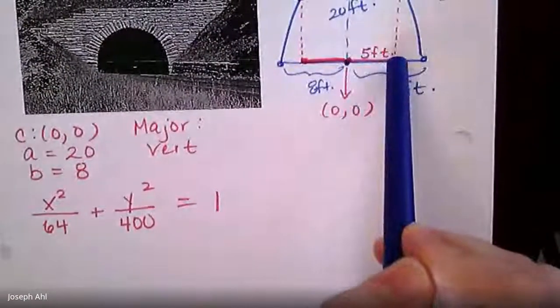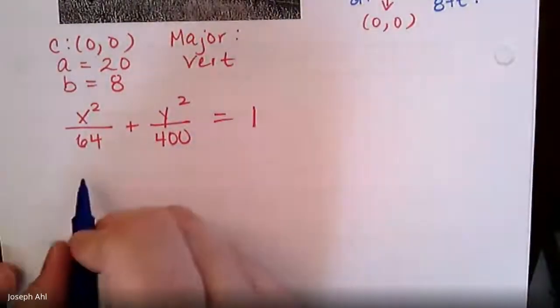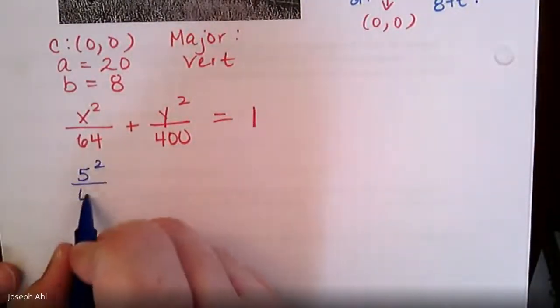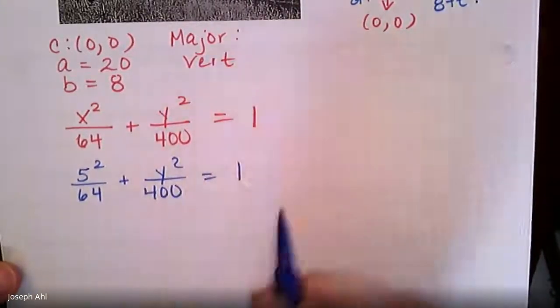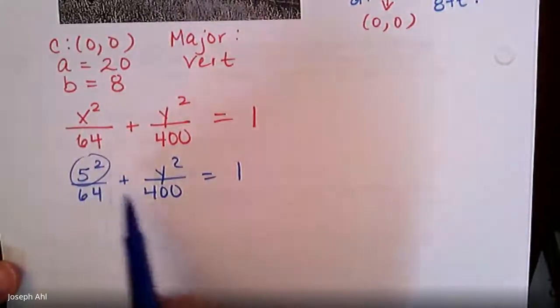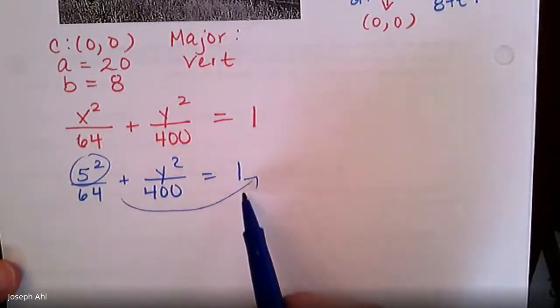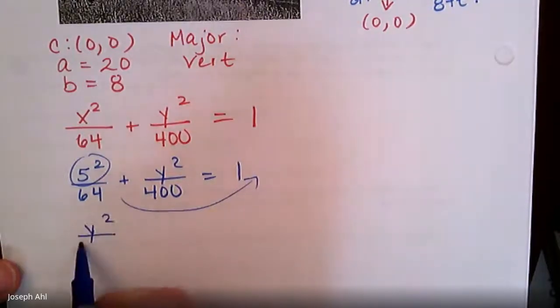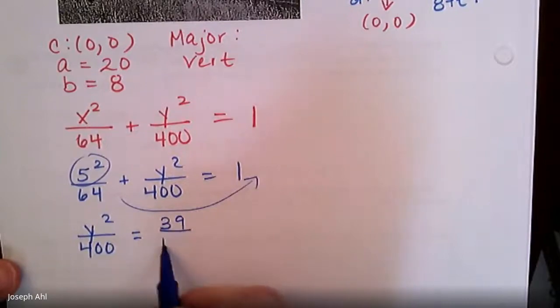We said if we go 5 away to the right, what's that height? So we're going to plug in 5 for x, and we're going to solve this for y. So 5 squared over 64 plus y squared over 400 equals 1. That's really 25 over 64. So if I subtract this to the other side, 64 over 64 minus 25 over 64, going to keep this in a fraction sense, it's going to be 39 out of 64.